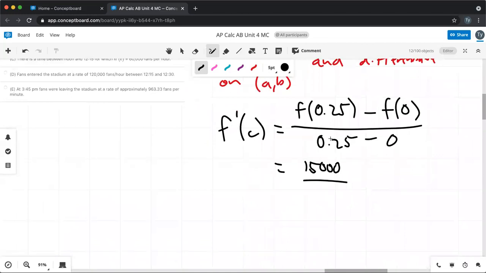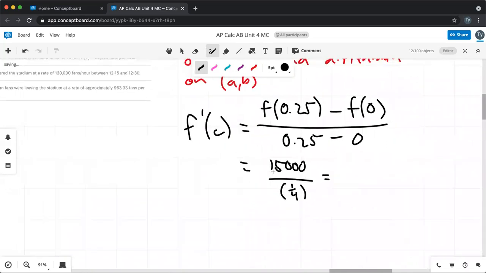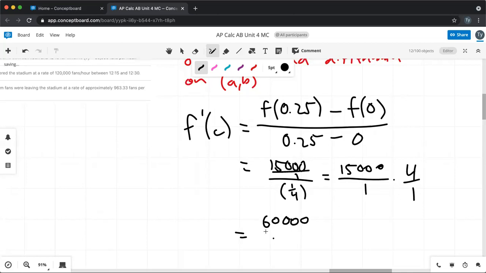Another way we can write 0.25 is a fourth, and that means we can write this over 1 and flip the denominator and multiply. So 15,000 over 1 times 4 over 1. Well, 15 times 4 is 60, and we have 3 extra zeros, divided by 1. This is F prime, so this is number of fans per hour.